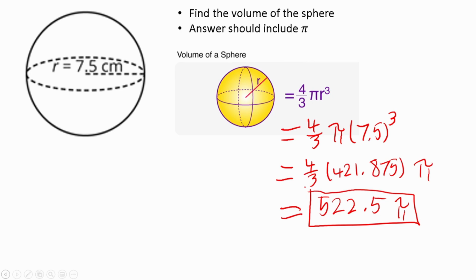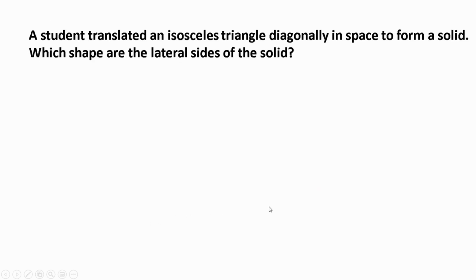And there we go. Nice and simple. We got the volume of this sphere. Next up, it says, a student translated an isosceles triangle diagonally in space to form a solid. Which shape are the lateral sides of the solid?